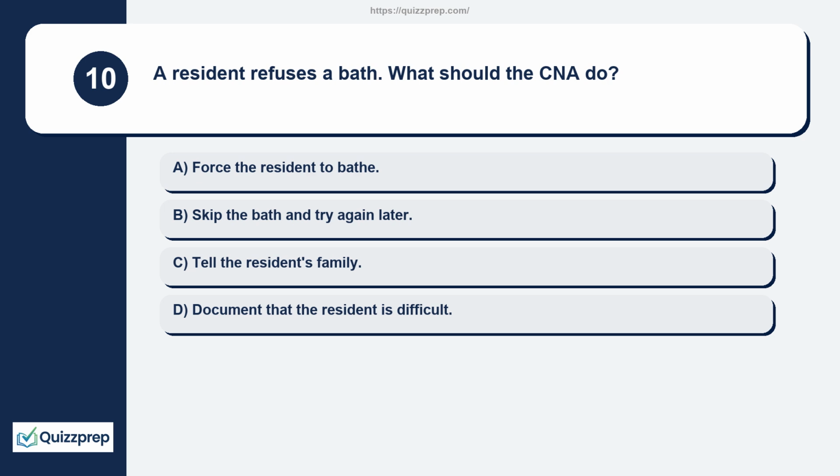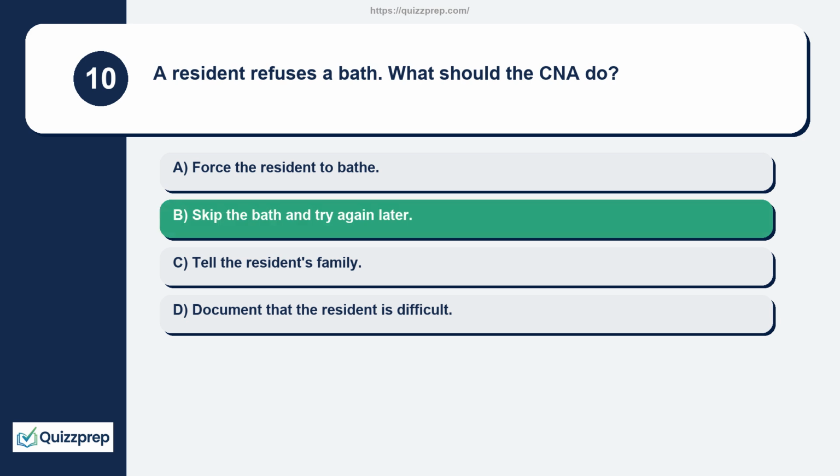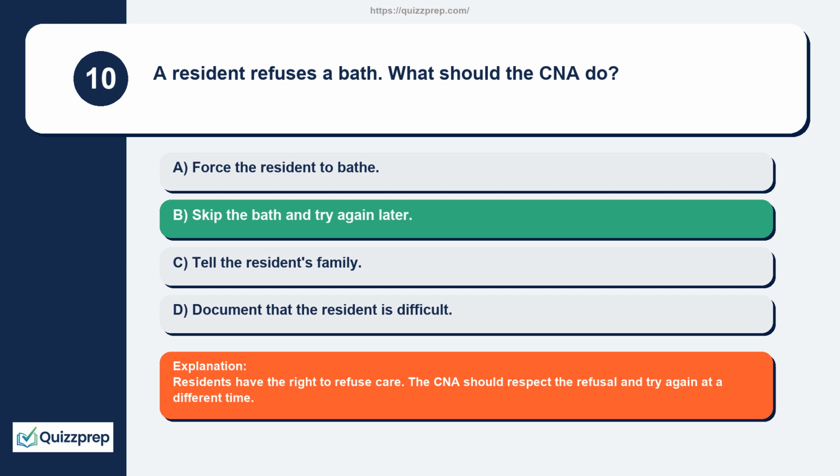Question 10. A resident refuses a bath. What should the CNA do? Force the resident to bathe. Skip the bath and try again later. Tell the resident's family. Document that the resident is difficult. Residents have the right to refuse care. The CNA should respect the refusal and try again at a different time.